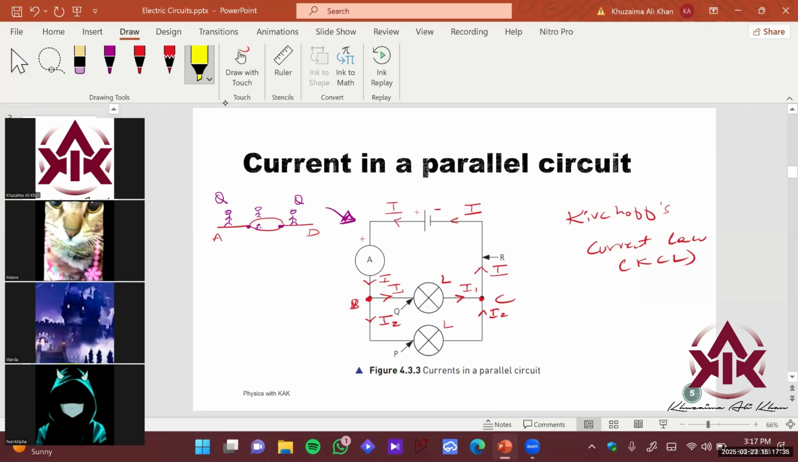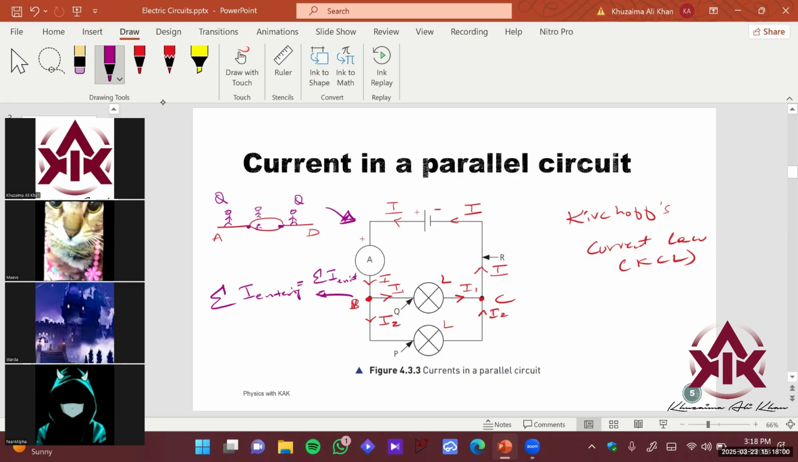It basically divides and then combines together back at the node C here, right? So let me write down the equations here. If you want to write down the KCL equation, which we learned in the last class, the sum of current entering is equal to the sum of current exiting, right? This is node B.